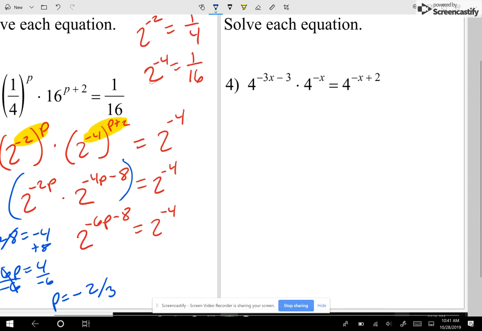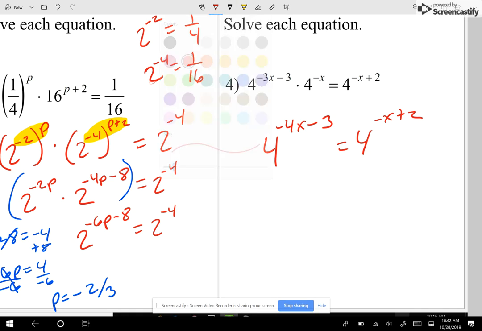Now let's take a look at this other example. I have everything in terms of the same base already, so that's good. Multiplication, I have to add the exponents. So that gives me negative 4x minus 3. I added my exponents. It's equal to 4 to the negative x plus 2. Now that I have the same base, I'm going to let my exponents equal each other. Negative 4x minus 3 is equal to negative x plus 2.